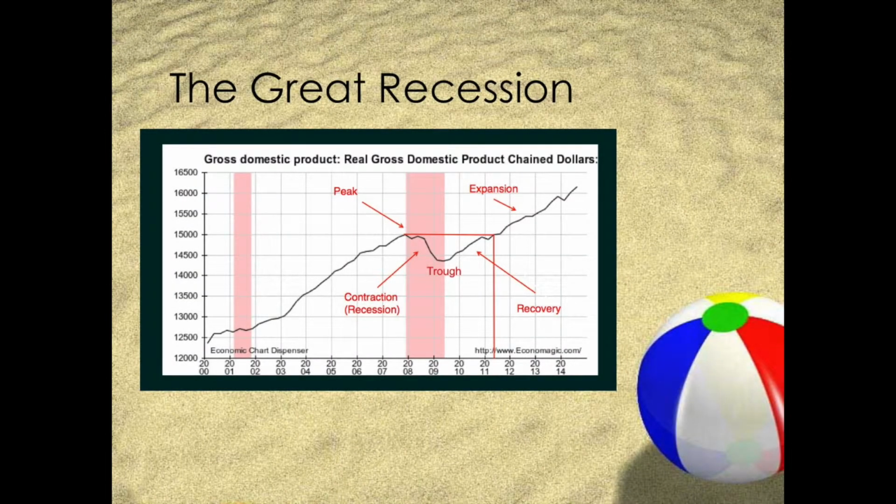Let's take a look at a graph of the Great Recession. Here we can clearly see the distinct phases of the business cycle: the peak, the contraction, the trough, the recovery, and the expansion.